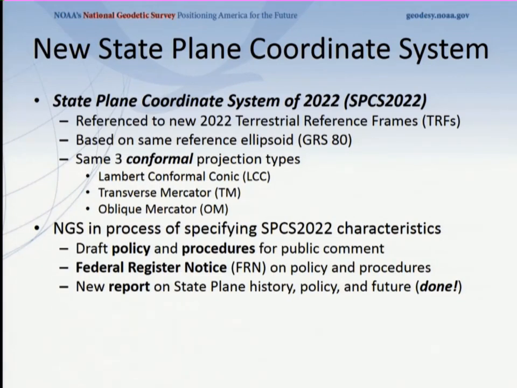It's going to be based on what Scott just told you on the new reference system. We will continue to use the same reference ellipsoid that we're using currently with NAD 83, which is GRS 80. The state plane coordinate system will have the three projections. We in North Carolina are a Lambert projection, so we'll remain that Lambert projection. And as Scott mentioned, they're going through and developing a lot of policies.